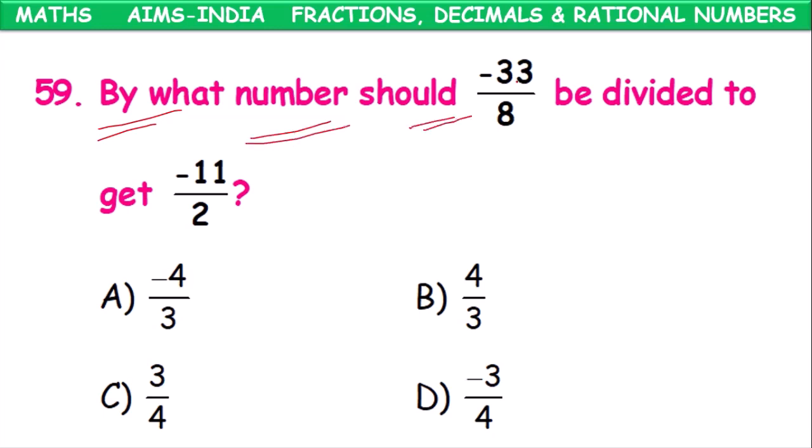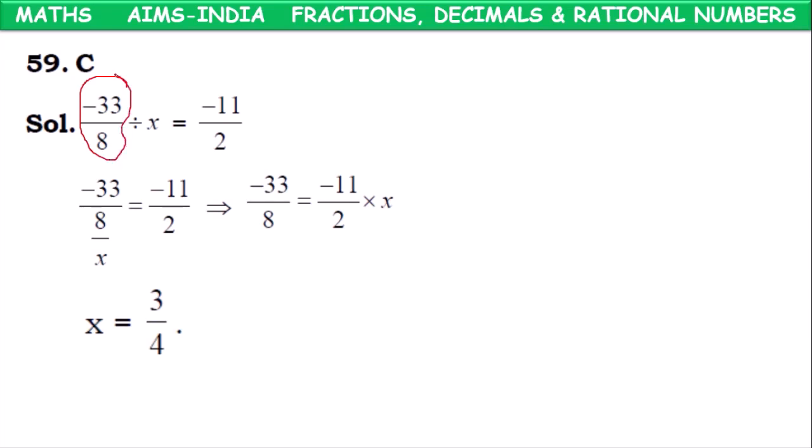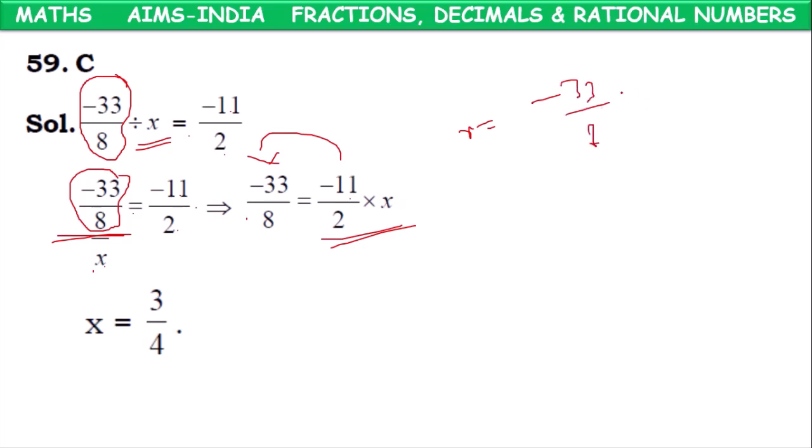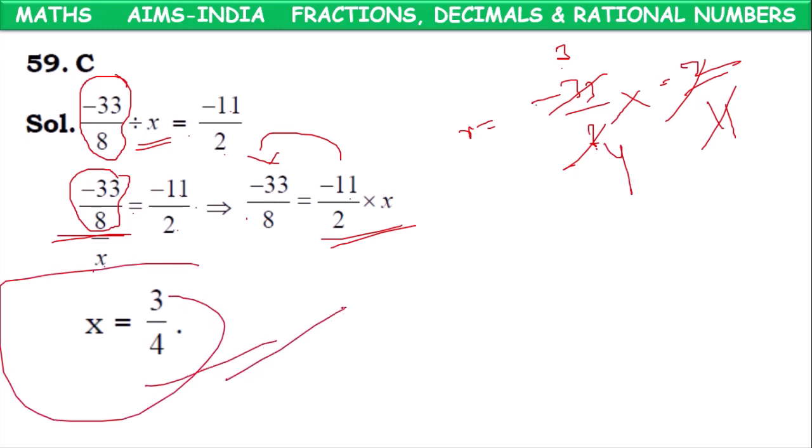So by what number should minus 33 by 8 be divided to get minus 11 by 12? Let the number be x. Minus 33 by 8 divided by x equals minus 11 by 12. This x will come to the right hand side, it will become into x. This we can take to this side, x equals minus 33 by 8. If this comes to this side, it will become the reciprocal, minus 12 by 11. 11 times 3 is 33, 4 times 8 is 32... minus into minus is plus. So, the answer is 3 by 4. The x value is 3 by 4.